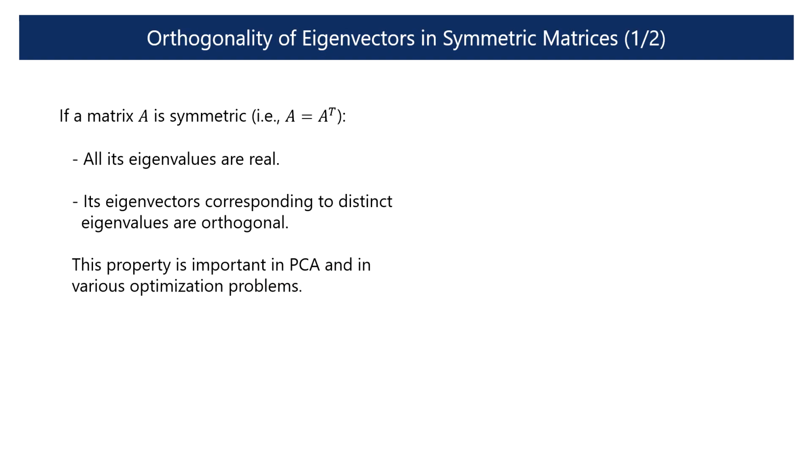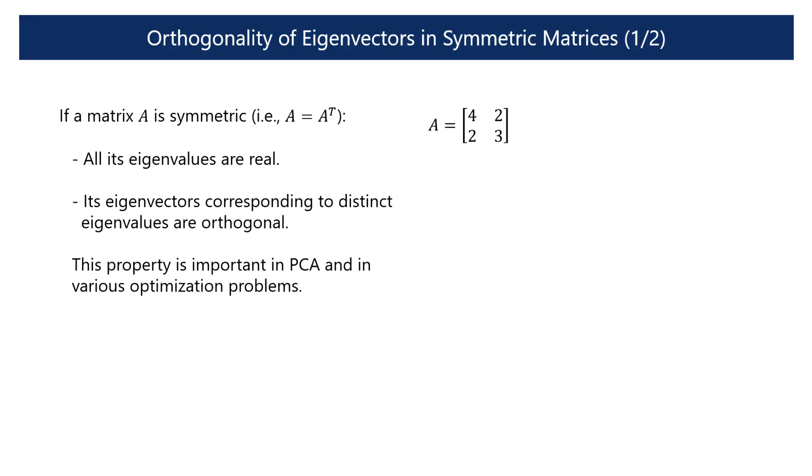The next property is orthogonality of eigenvectors in symmetric matrices. If a matrix A is symmetric, all its eigenvalues are real, and its eigenvectors corresponding to distinct eigenvalues are orthogonal. This property is crucial in applications such as principal component analysis and many optimization problems.